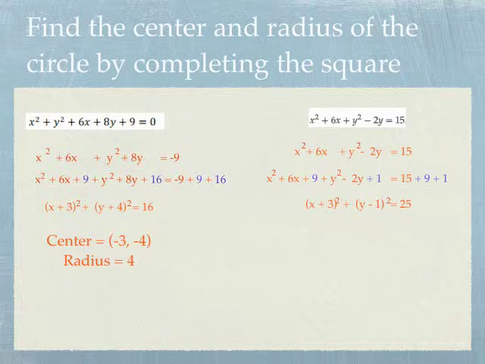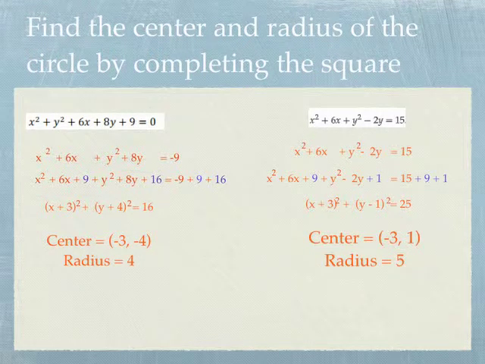Now I can figure out the center and the radius. Remember, it always looks backwards. So the center would be negative 3, positive 1. And the radius is the square root of 25, which is 5.